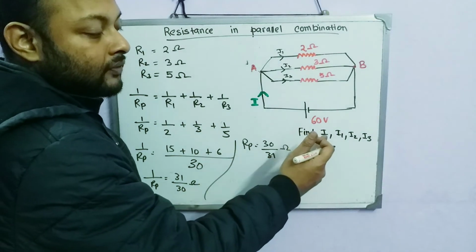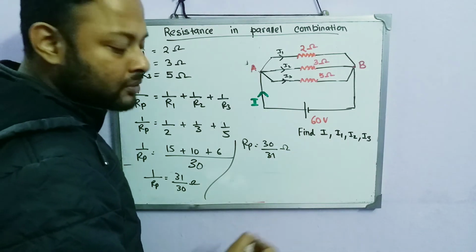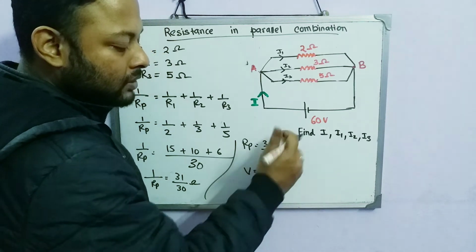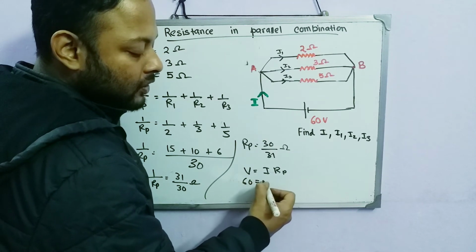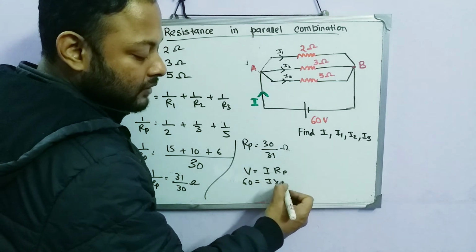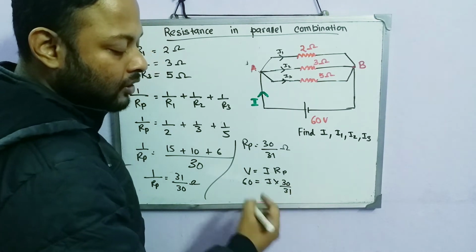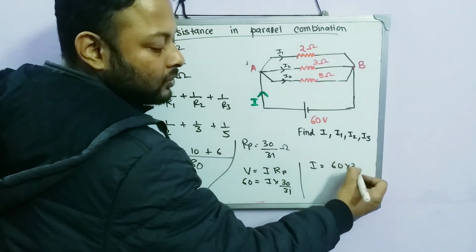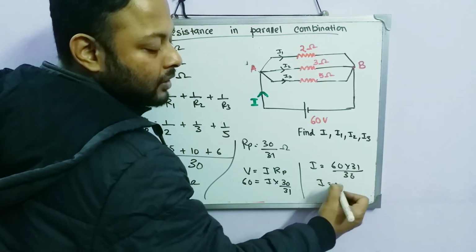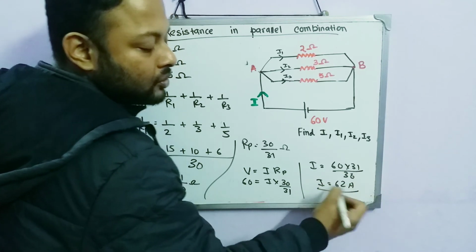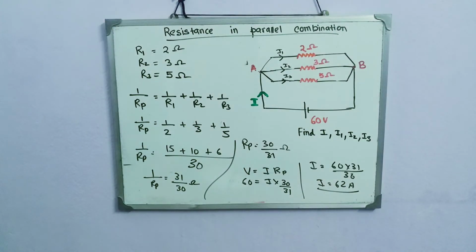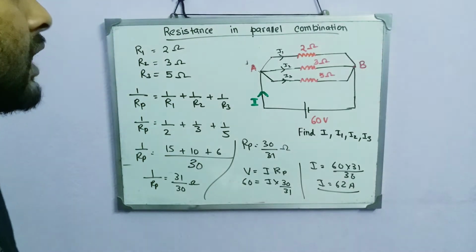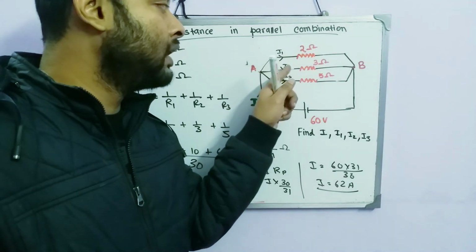Now my question is to find the value of current I, so I'll use Ohm's law only. V is equal to IR, where this R is Rp. V is given as 60 volt, the current I I need to find, and Rp is 30 by 31. Solve this: I becomes 60 into 31 by 30. So the current becomes 62 ampere. So the net current flowing here is 62 ampere. Now they are asking me to calculate the individual currents I1, I2 and I3.